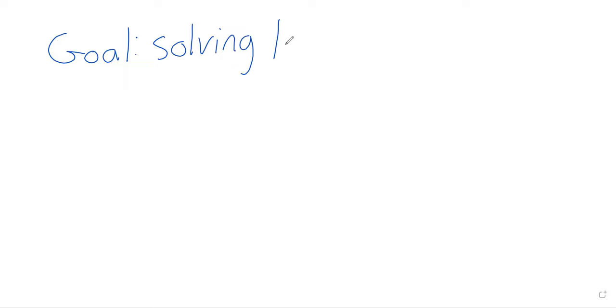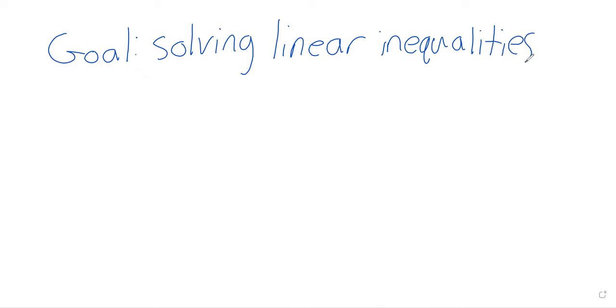So for now, our goal is going to be, I think, pretty modest. Our goal for today is going to be solving linear inequality. And we should first define a linear inequality, and then we should quantify what we mean by solving one.